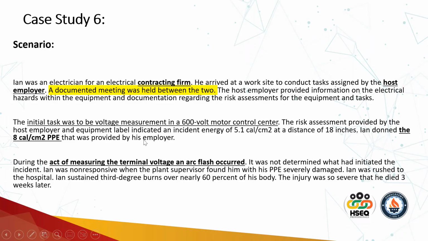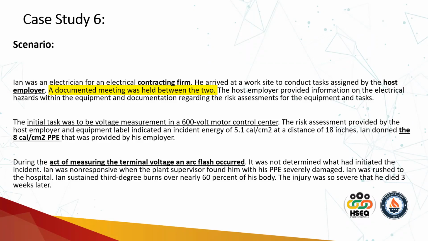Then the risk assessment showed that the incident energy was around 5.1 cal/cm², and he was wearing an arc flash suit rated at 8 cal/cm², just to give him an extra cushion. But still, the PPE did not work out during that incident.